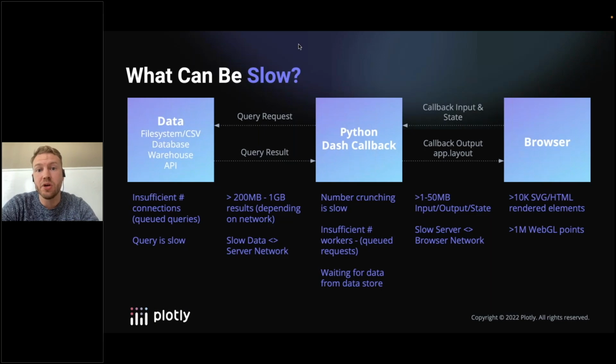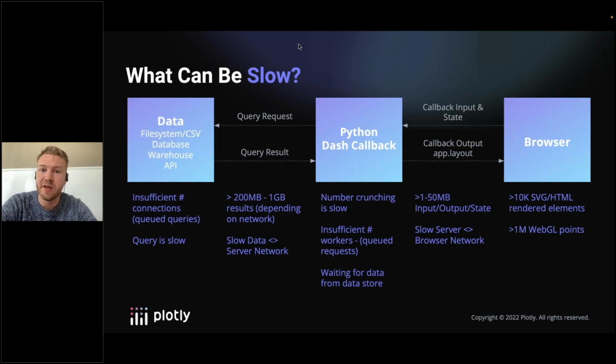The browser has its own inherent limitations in the number of elements that can be rendered at the same time within the browser. And that's on the order of tens of thousands of SVG or HTML elements. If you are rendering a Dash component, that component itself is going to render down into HTML within the browser. If you're using Dash HTML components, then a single HTML component that you define within your Python code maps one-to-one to the HTML element that will be defined in your browser.